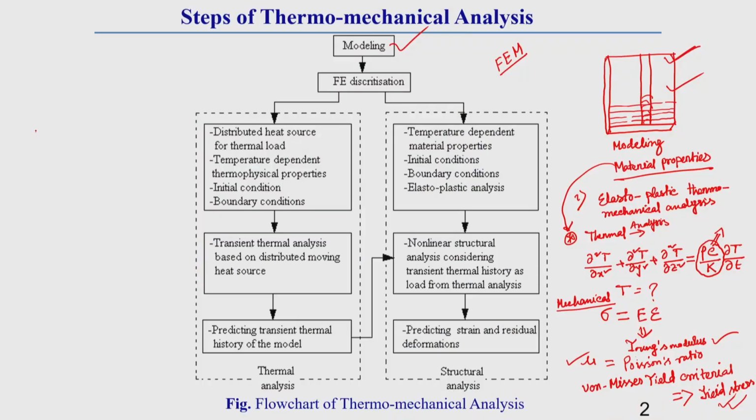We know thermal strain, let us say epsilon t, I am representing thermal strain. Epsilon t can be represented as alpha into delta T, where delta T is the temperature difference and alpha is called the thermal expansion coefficient. So, the material properties required in thermal analysis are rho, C, K, whereas in mechanical analysis they are Young's modulus, Poisson's ratio, then yield stress, and another important property is the thermal expansion coefficient alpha. You should keep this in mind.